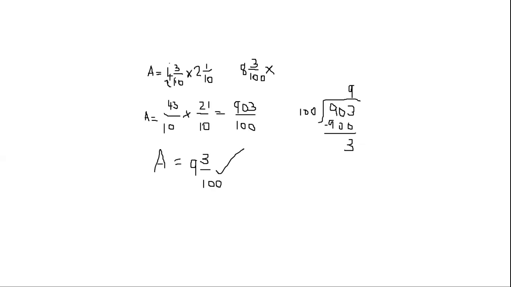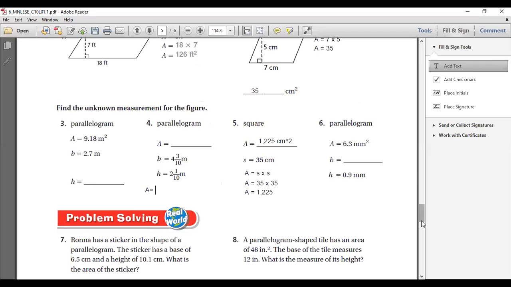So this is the answer for question number 4 in your homework book. Okay. So this is going to be question number 4. Answer is 9/3/100. So let's move on to today's lesson. We will finish the remaining part of our lesson.